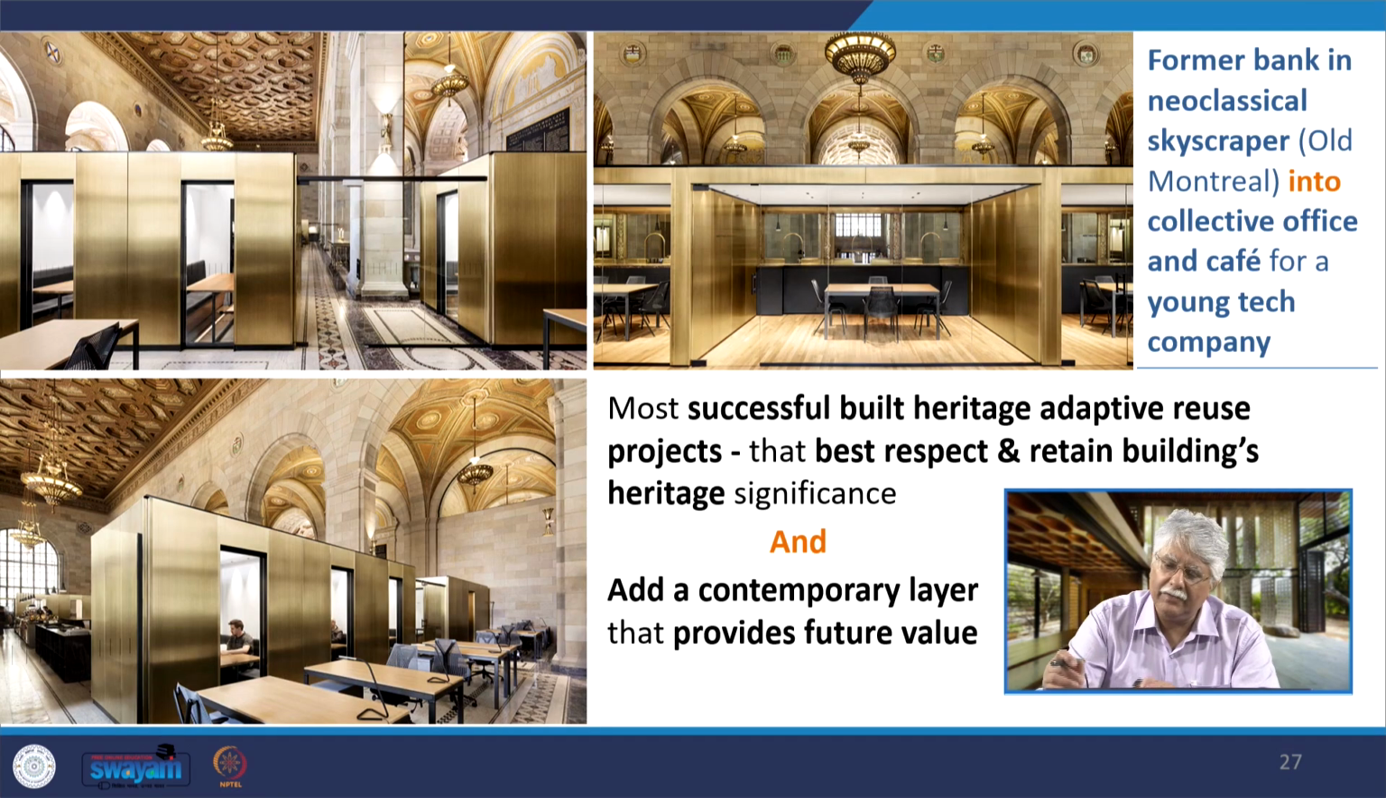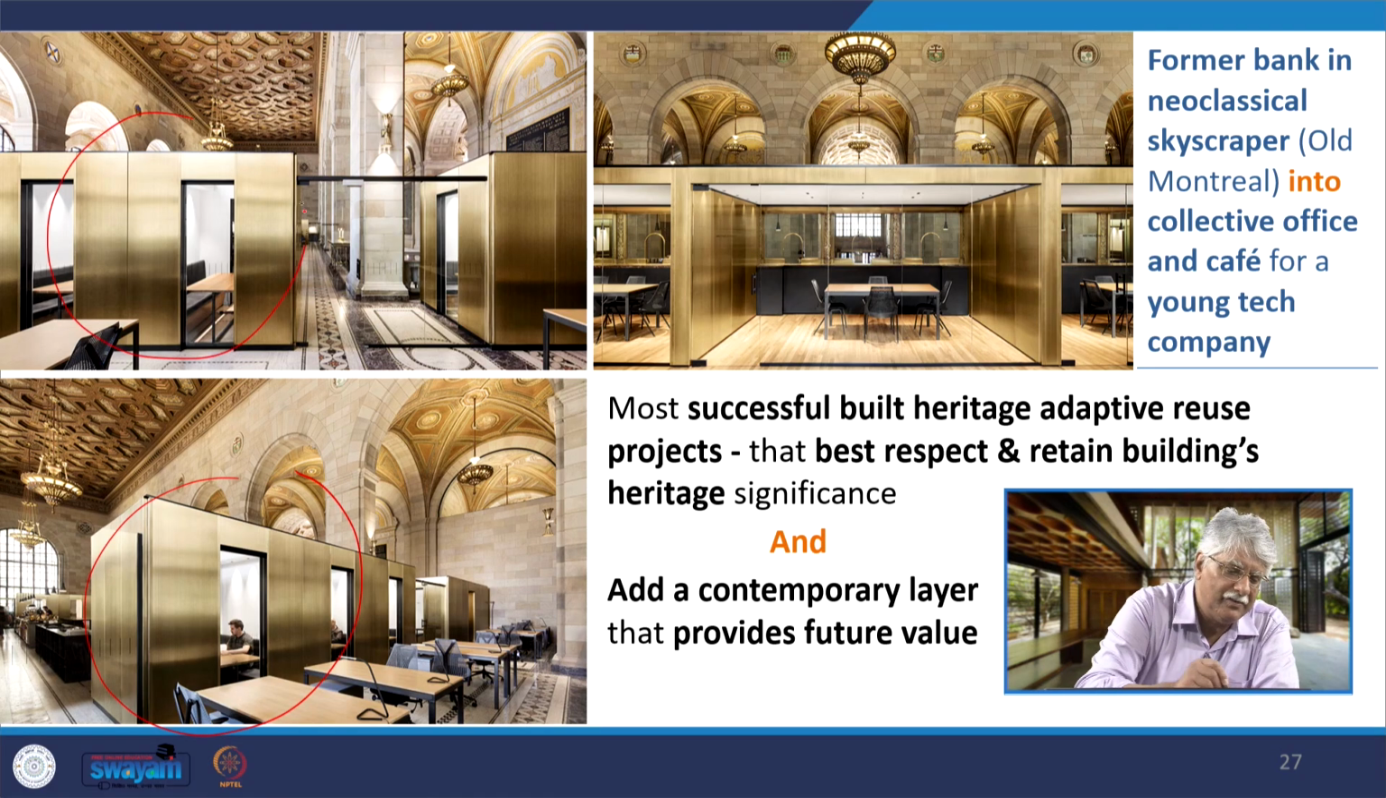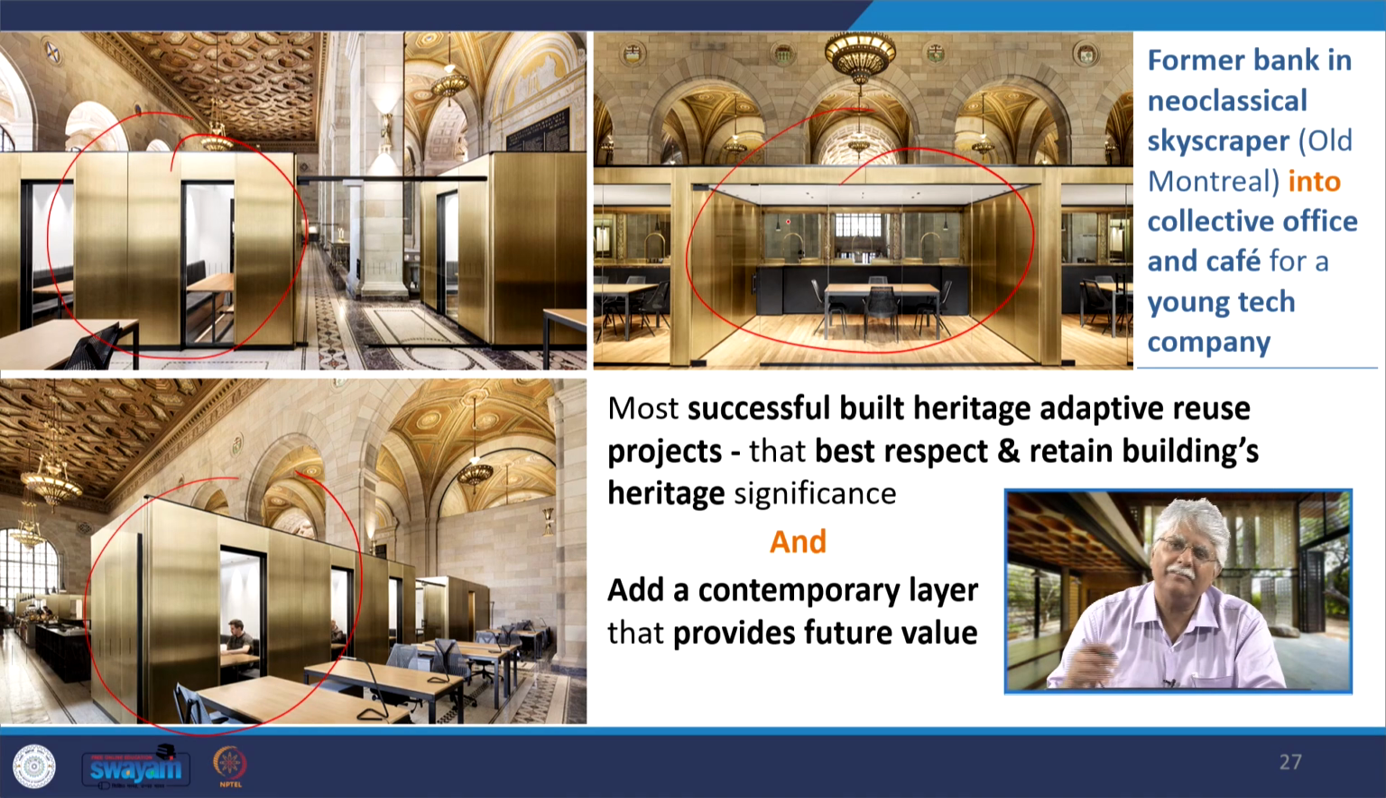And here, for example, there was a neoclassical skyscraper in which there used to be a bank. Now it has been converted into a co-working office space and cafeteria for a young tech company, or collective office and cafeteria for this tech company, and you can see these office modules within this old building as collective workspaces. The most successful built heritage adaptive reuse projects are those that best respect and retain the building's heritage significance while adding a contemporary layer that provides it future value.